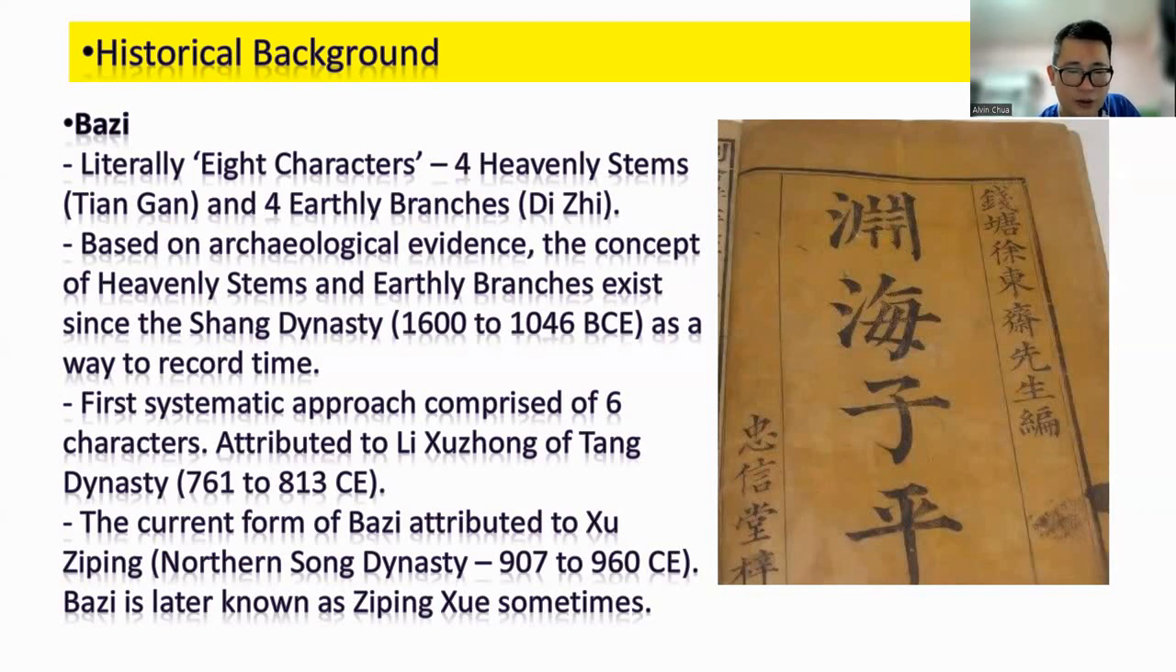Then later on, during the Northern Song dynasty, Bei Song, there's this person called Xu Ziping. So what he did is he added the hour, using another 2 characters to represent the hour. So we ended up with 8 characters. And this is the current form that we use in modern times now. And because he is the one who came up with this system, we also call the study of Bazi the Ziping Xue, named after him. So on the right here, in the picture, you see Yuan Hai Ziping. His name is mentioned there on the cover of this very old manuscript.